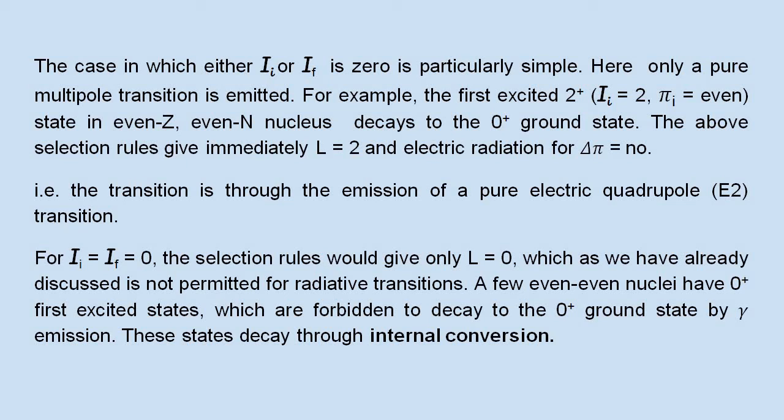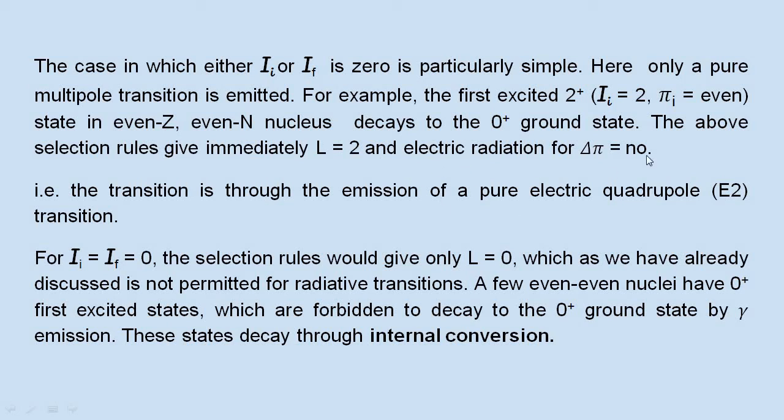But for the upper state, you are getting it as 2. So when the transition is from I_i, the upper state, to I_f, the lower state, the transition is from the 2 plus state to the 0 plus state. So the above selection rule gives immediately, from a value to 0, you can have 2 plus 0 to 2 minus 0. Always it is 2. So purely L is equal to 2.